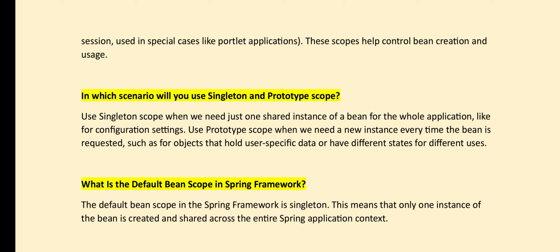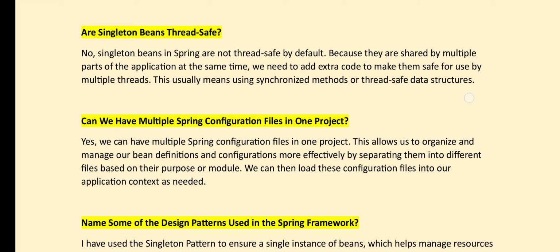What is the default scope in Spring Framework? The default bean scope in Spring Framework is singleton. This means that only one instance of the bean is created and shared across the entire Spring application.